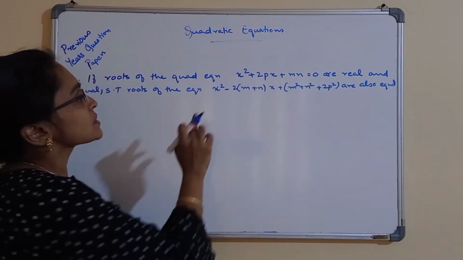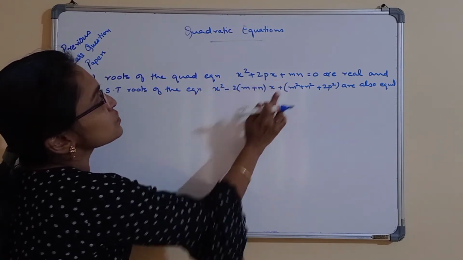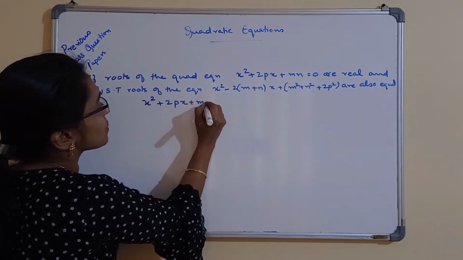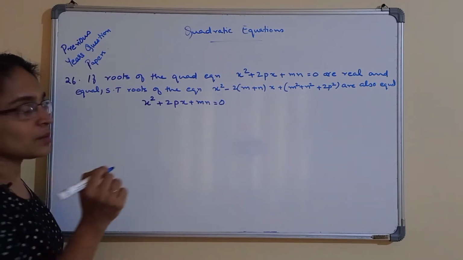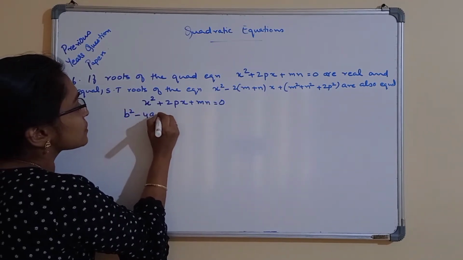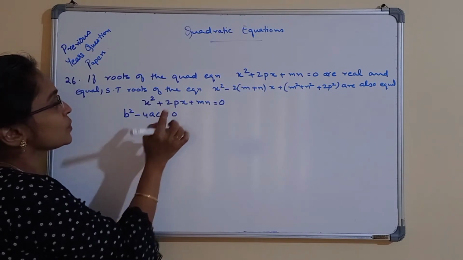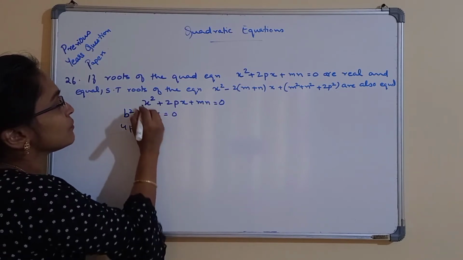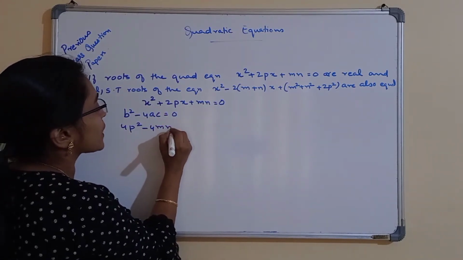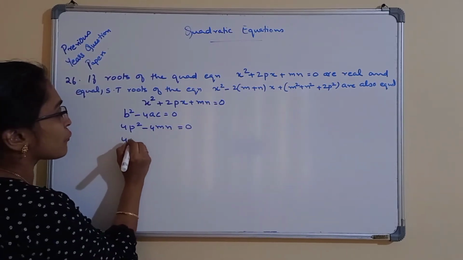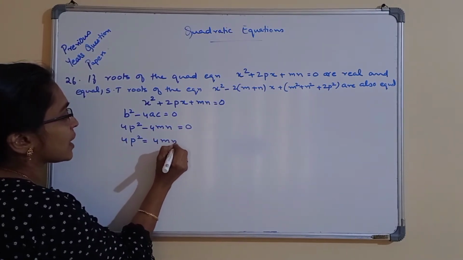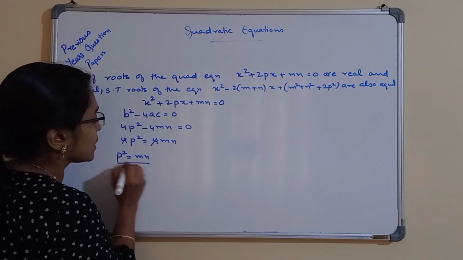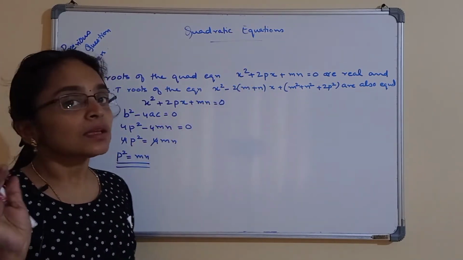So, given that x² + 2px + mn = 0, roots of this are equal and real, means b² − 4ac = 0. Here what is b²? (2p)², that is 4p², minus 4 into 1 into c, that is mn, 4mn = 0, which means 4p² = 4mn, and 4 and 4 will get cancelled, which means p² = mn.